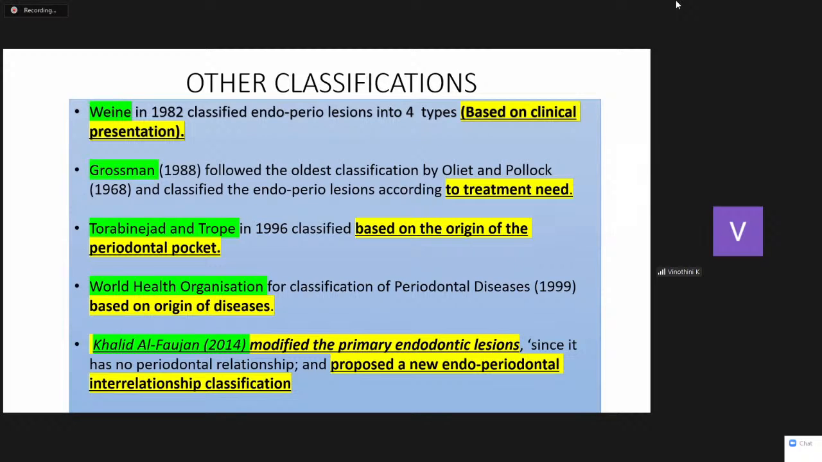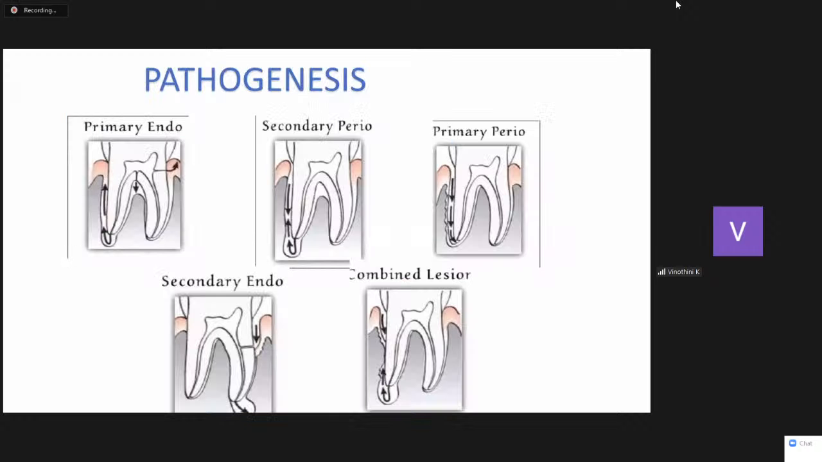And Khalid Al-Fawaz, this is a recent classification. He modified the most important classification given by Simon, Glick and Frank, and proposed a new classification where he modified the primary endo lesion. As per him, the primary endo lesion is not going to have any perio involvement, and that's why he modified the classification and named it retrograde periodontal disease. So this is the pathogenesis.